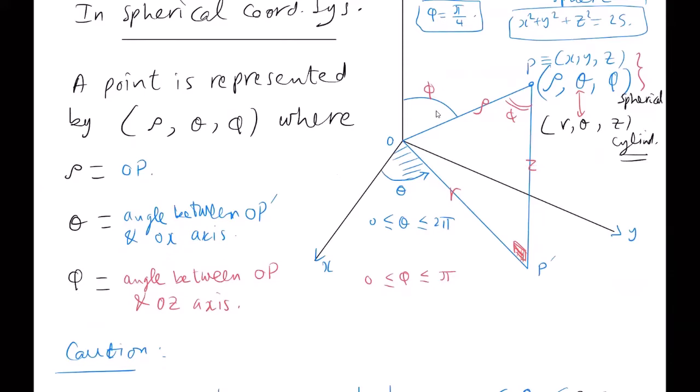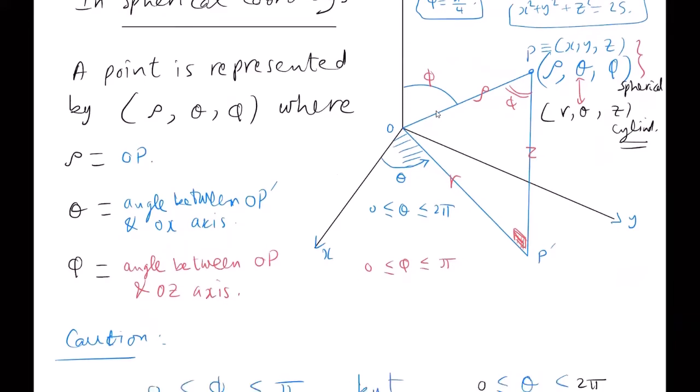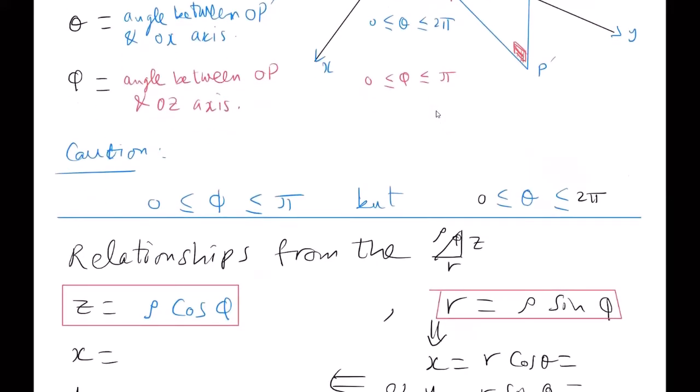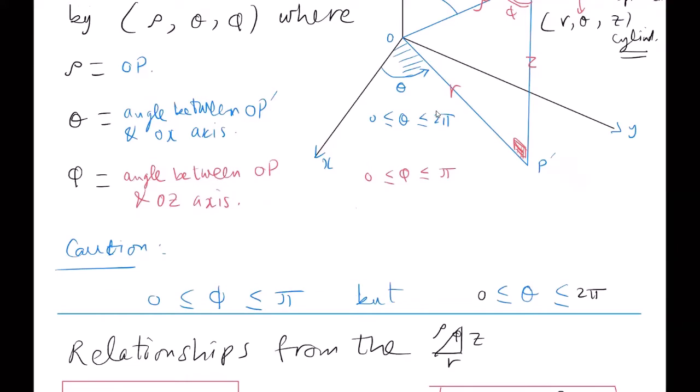And Z is adjacent to the angle phi in this right angle triangle. That's it. So we have this triangle. I'll draw it here in the usual form. This is the hypotenuse rho, and here we have R, and here the angle phi. And here we have Z.